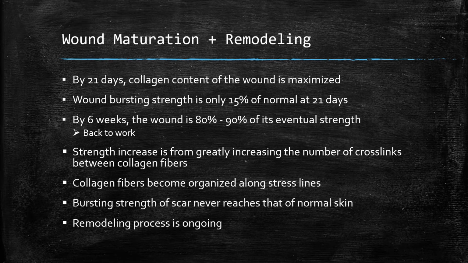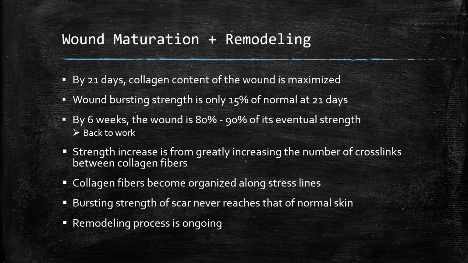The last phase of wound healing is wound maturation and remodeling. By 21 days, the collagen content of the wound is maximized, but the wound isn't very strong at this point. It only has a bursting strength of about 15% of normal skin. However, by 6 weeks, the wound is about 80 to 90% as strong as it will eventually get.